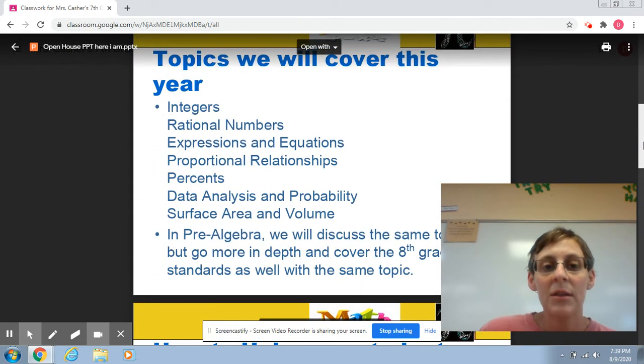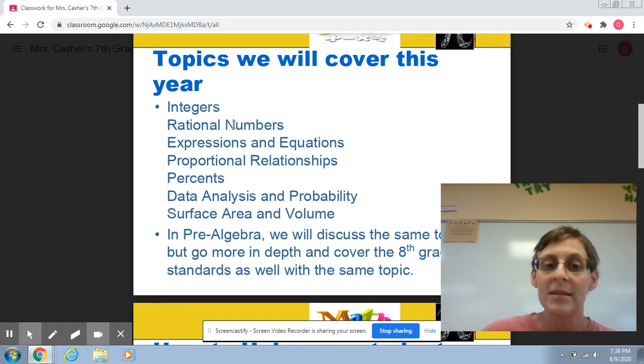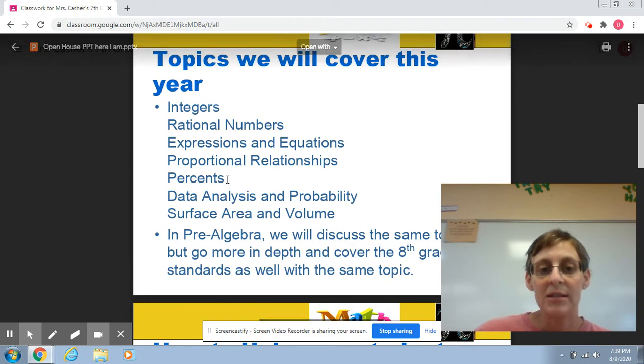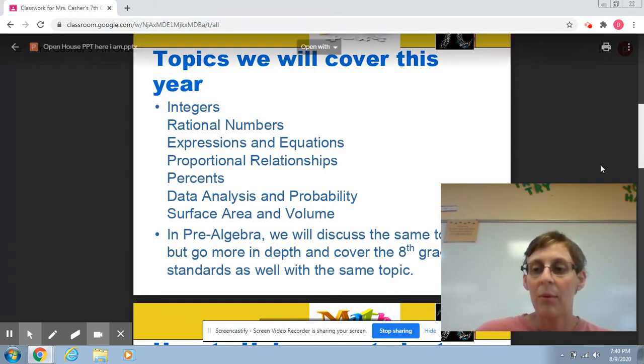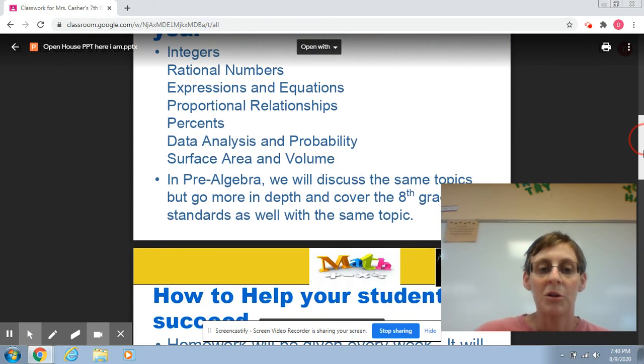Some topics that we're going to cover this year, we're going to start with integers. Rational numbers are more fractions, but negative fractions, expressions and equations, looking at two-step equations, simplifying expressions. We're going to go into proportional relationships, looking at linear equations and graphing lines, and percentages. That'll lead us probably up until winter break. And then the second half after winter break will be looking more at geometry, surface area, volume, area, data analysis, and probability. So that will be more January, February, March.